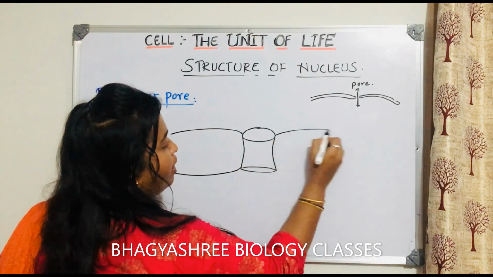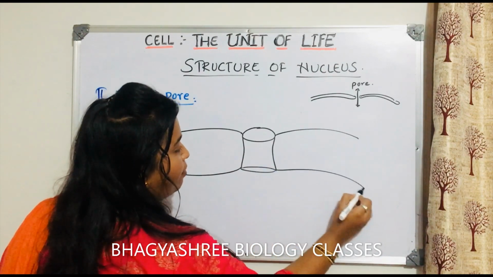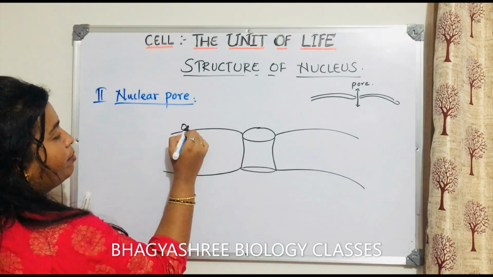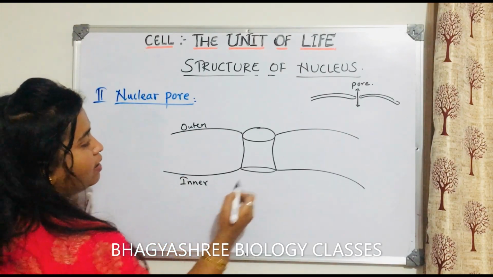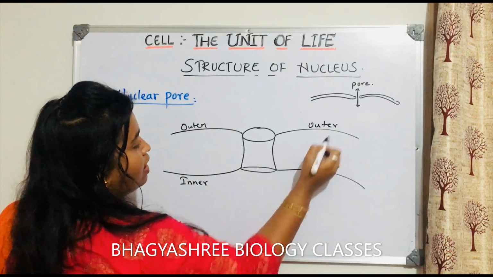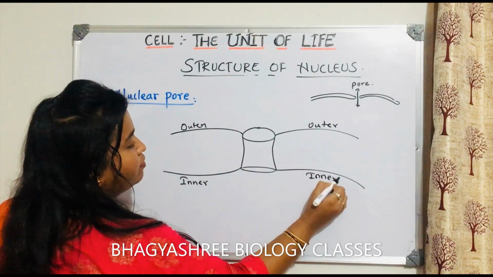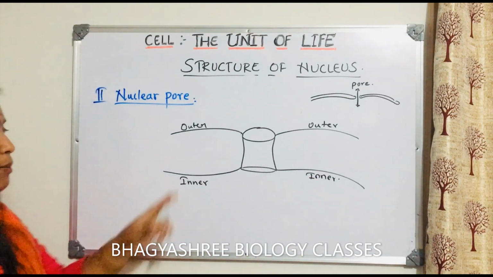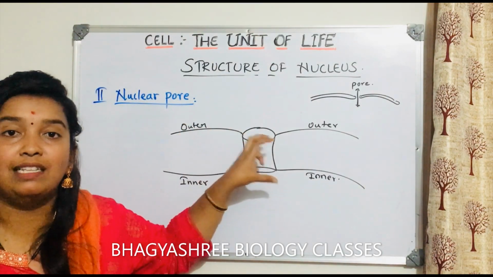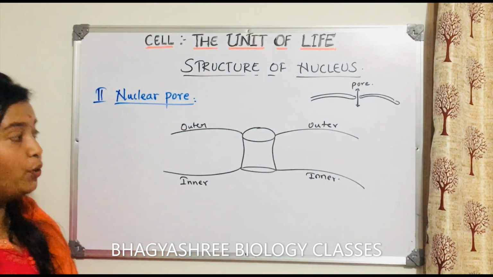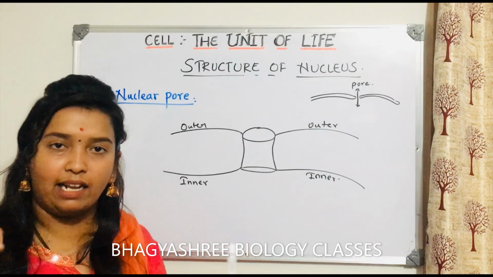This is the outer membrane and this is the inner membrane. Okay, so this is the outer membrane and this is the inner nuclear membrane. Same thing here also, it's outer and inner. So what you can see here, in between these two, you will see the nuclear pore. And this nuclear pore, if you see, it just looks like a cylinder.